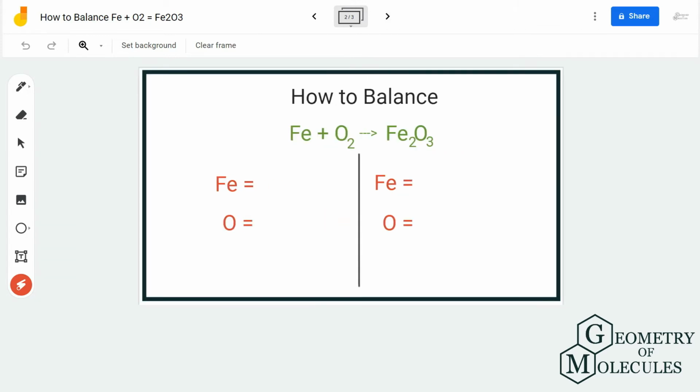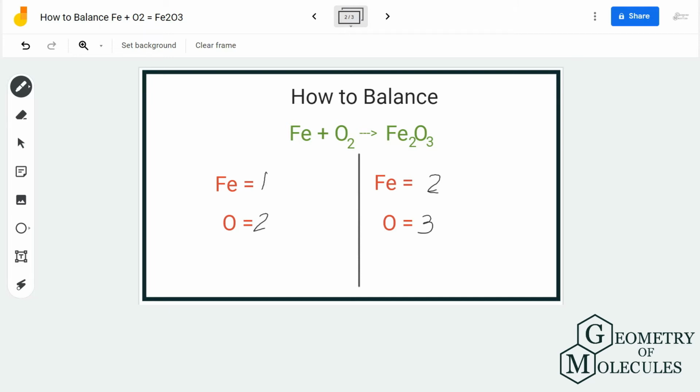To balance this equation, we are first going to count the number of atoms on both sides and try to balance it. On the reactant side we have one iron atom and two oxygen atoms, whereas on the product side we have two iron atoms and three oxygen atoms.